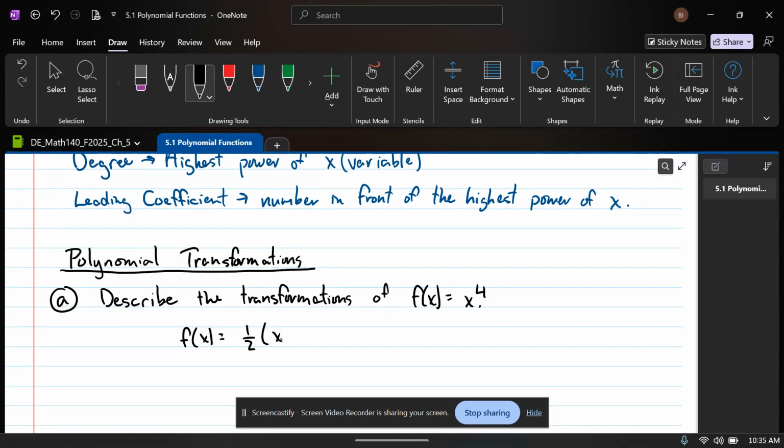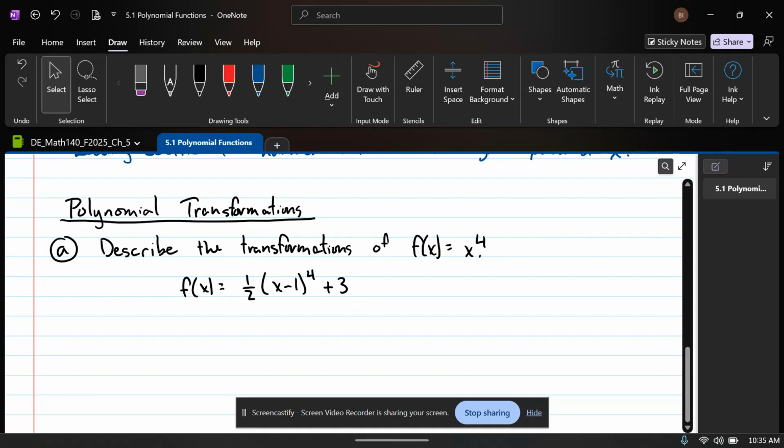One-half times (x minus 1) to the fourth, plus 3. When we talked about transformations back in chapter 3, we said the rules are the same no matter what kind of function you're dealing with. So these transformations are going to be the same as they were in chapter 3, when we were dealing with square root functions, absolute value functions, and quadratics. All the transformations follow the same rules. So what transformations have happened to the parent graph here based on this equation?